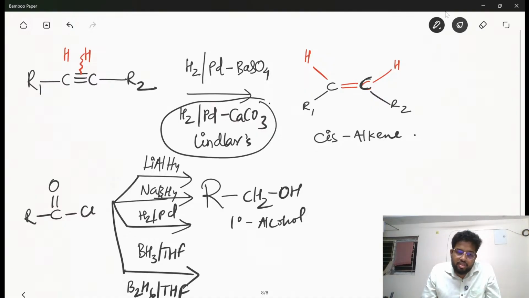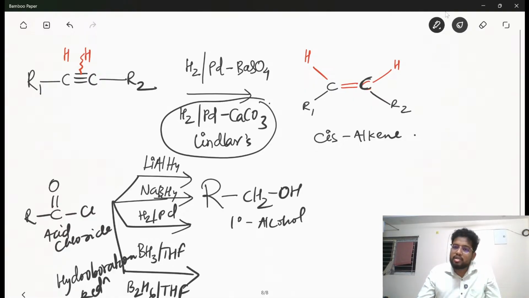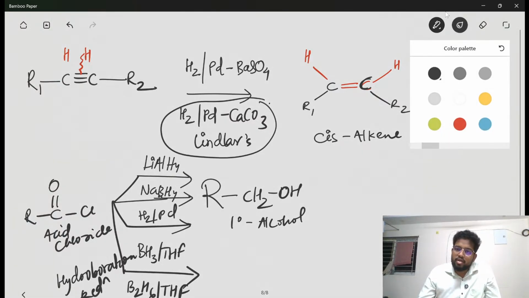hydroboration reduction? This is hydroboration reduction, not hydroboration oxidation, hydroboration reduction. Acid chloride reacts for hydroboration reduction reaction, what would be the product? Can you guess? Anyone? Can anyone give me the product for this hydroboration reduction reaction?